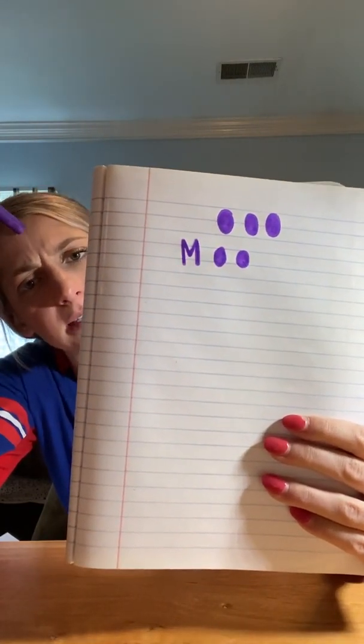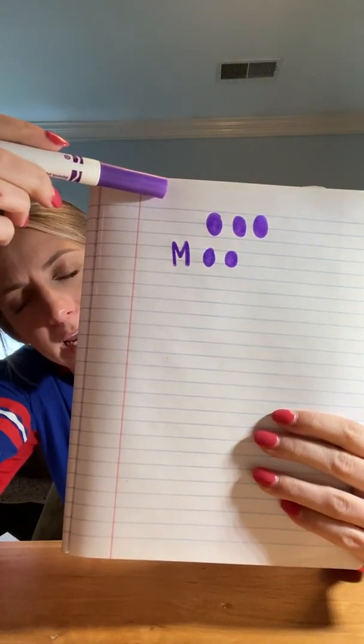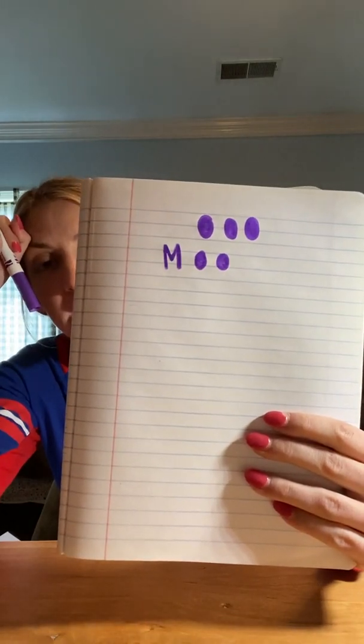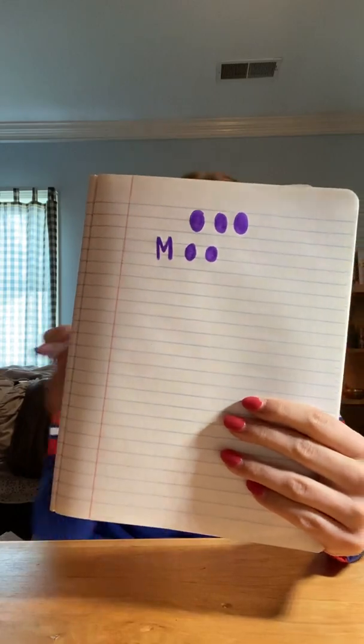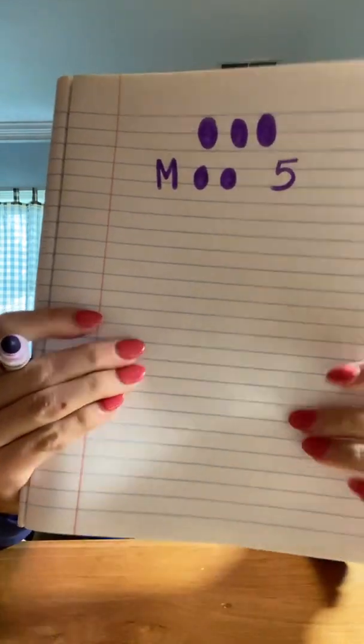So how many cans did they have at the end of Monday? Show me on your hand. How many cans did they have at the end of Monday? 3, 4, 5. Yeah, they had 5 cans at the end of Monday. So I'm going to go ahead and write my 5 right next to my Monday.